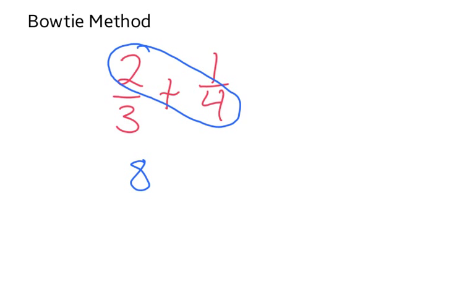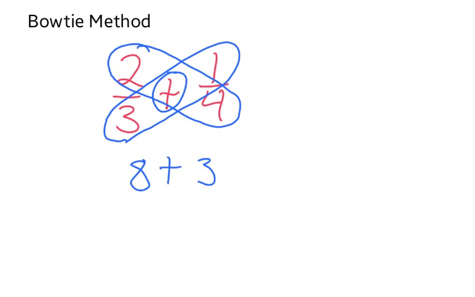Then we're going to take the denominator of our first fraction times the numerator of our second fraction and get 3. Now since this is adding, I'm going to add those two numbers together and put that answer all over the product of my denominators. 3 times 4 is 12. Now if I solve this, 8 plus 3 is 11 over 12.